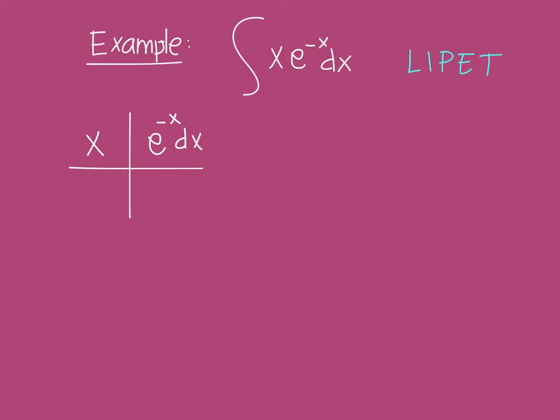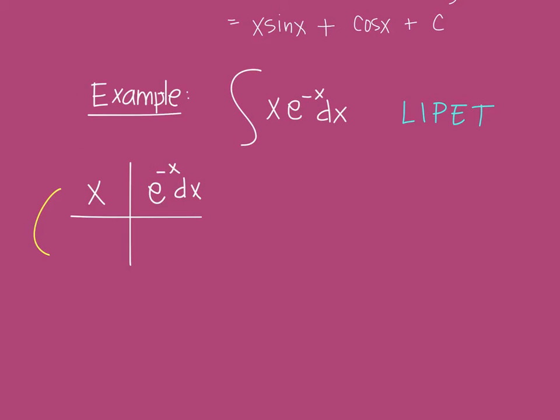Then you want to do the differential going this way, and you want to do the antiderivative going that way. Okay, so the differential of x is dx. The antiderivative of e to the negative x is e to the negative x.